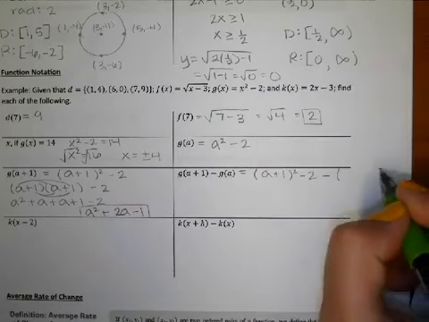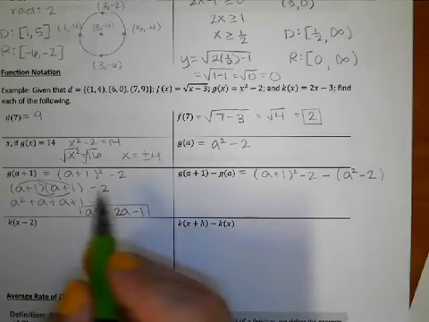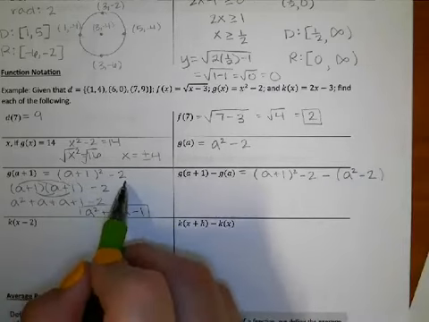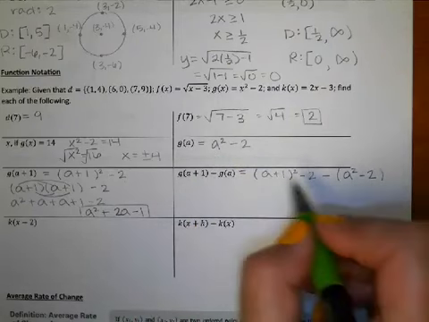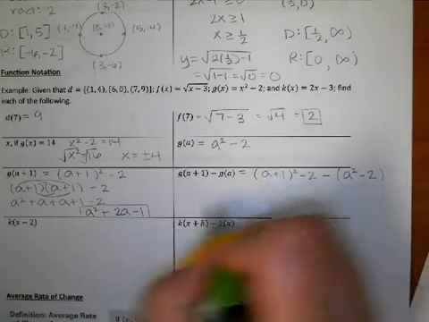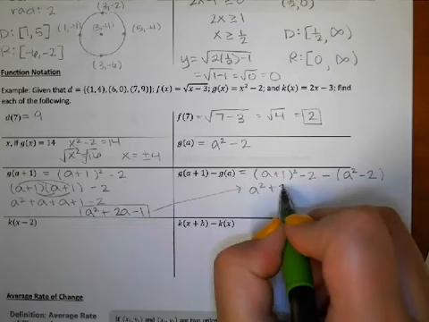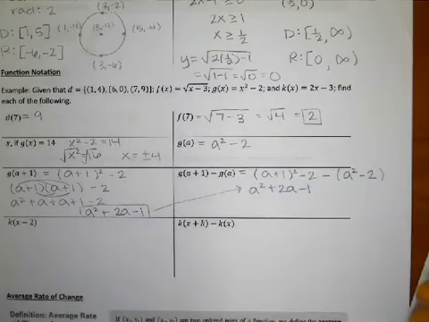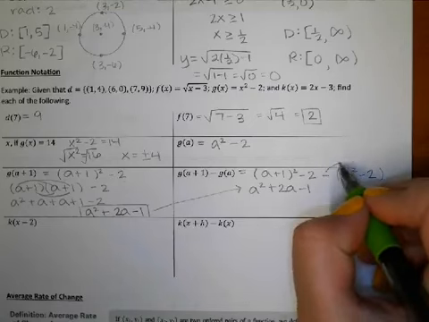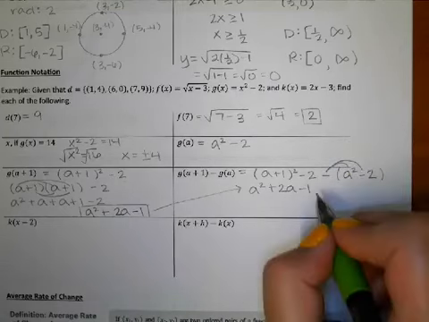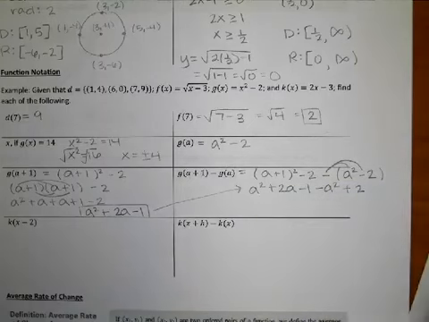So this is g of a plus 1 minus g of a. I already know what this is. I've done the work, so I'm just going to substitute it in there. It is a squared plus 2a minus 1. And then subtract off g of a. So I'm going to distribute my minus: minus a squared plus 2. So I have 2a plus 1.